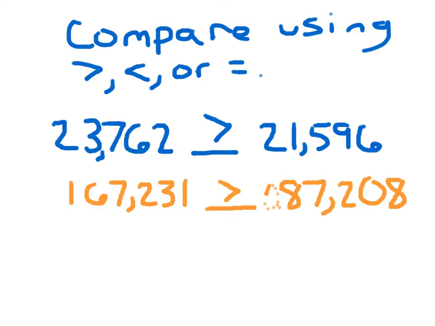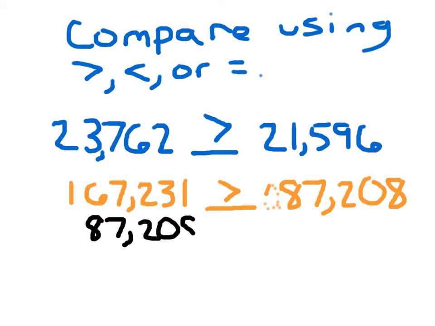Another way to think about this, if we just look at the thousands, is a 167,000 number compared with an 87,000 number. It's going to be greater than. Again, I'm going to read that whole number sentence again. Read it with me, please. 167,231 is greater than 87,208.